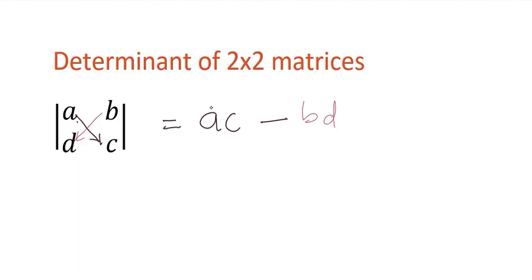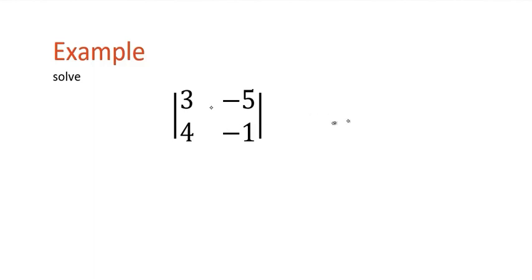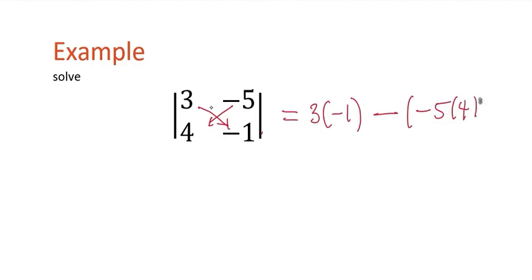Now let's look at the example on it. We are asked to solve this. Since we have seen this line there, it means it's a determinant. So we just take the leading diagonal here and multiply them. So we have 3 times minus 1, minus 5 times 4. So we have minus 3 minus 20, and that's minus plus. So we have 17. That is the solution for this.